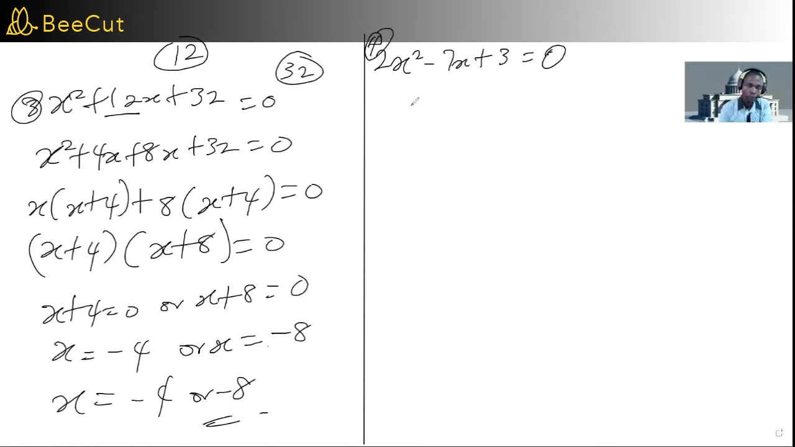That's number 4 then. 2x squared minus 7x plus 3. So if this is the question, here we can see this one has a number here. So 2 times 3 is 6, and the number at the middle is negative 7. So what two numbers do you multiply together to give you 6, and add together to give you minus 7? So negative 7, then positive 6.